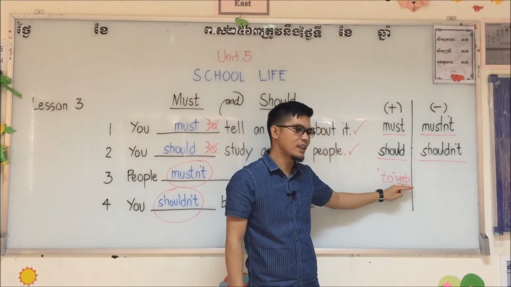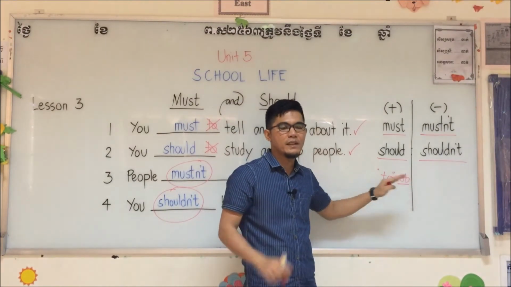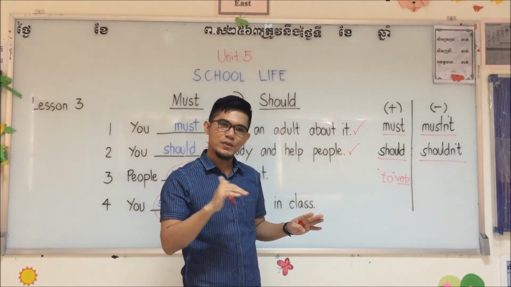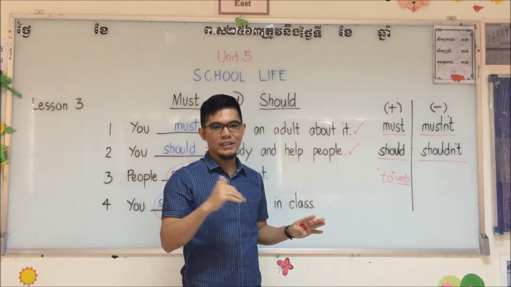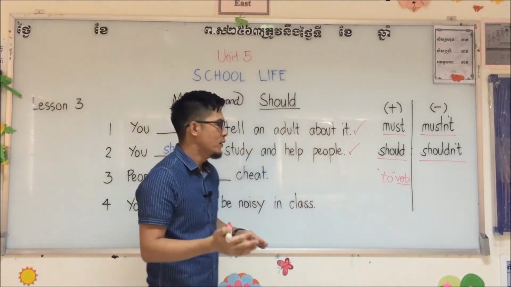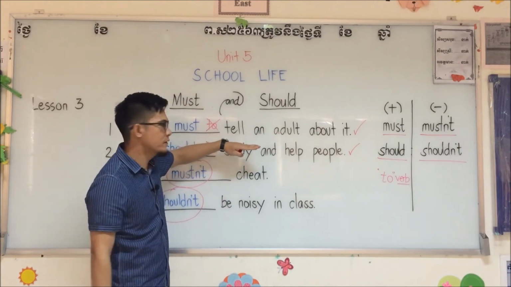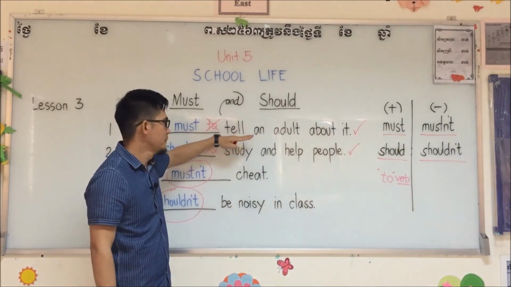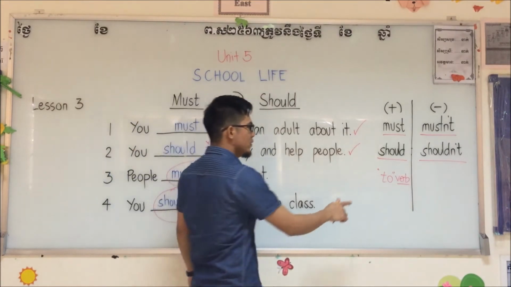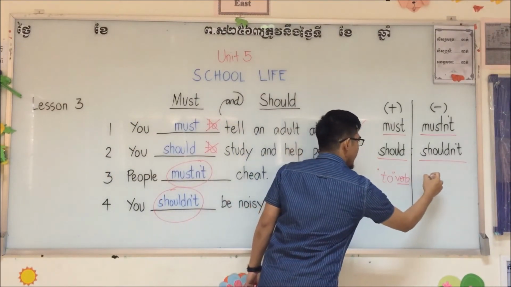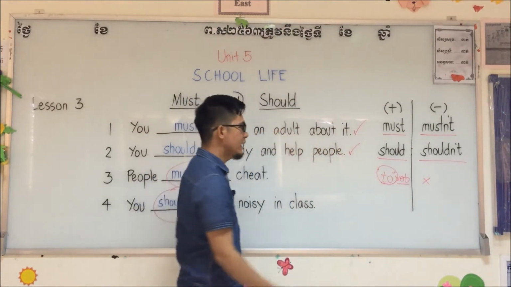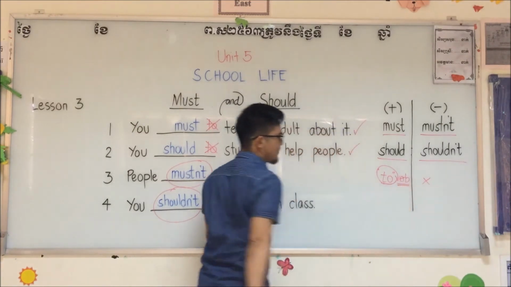We will not use the infinitive form: to walk, to speak, to dance. We don't need to use the word to. We just use the base form of the verb: tell, study. Okay? So, to plus verb, never. Only the base form of the verb.